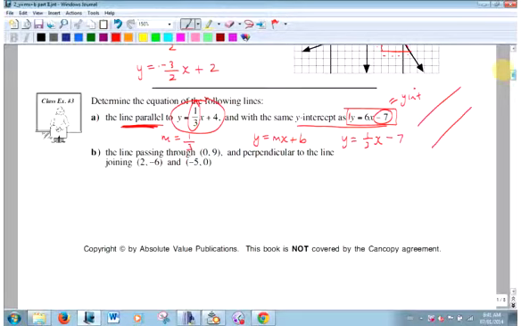Okay? Part B. Determine the equation of a line passing through this point and perpendicular to a line having those points. Okay? Got a bit of work here. First of all, look at that point. Why are they giving you this point? Is it a special point? It is. We just saw one like this.